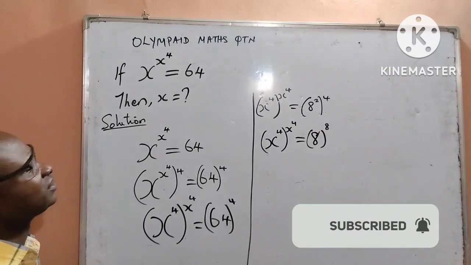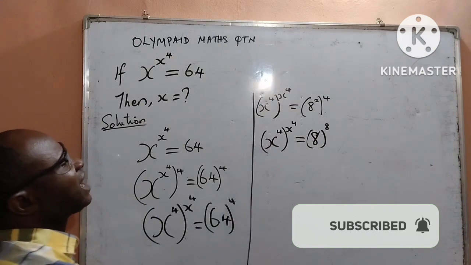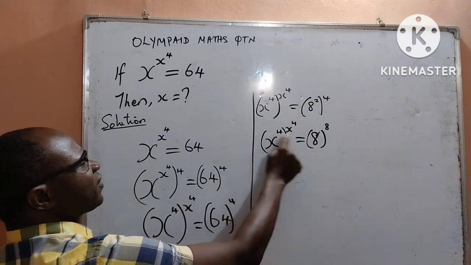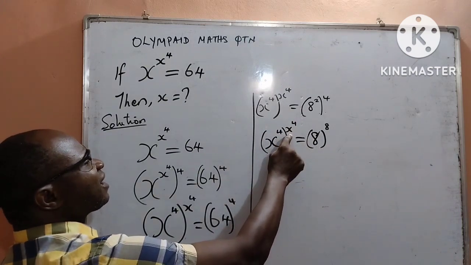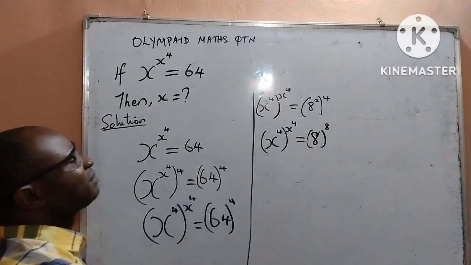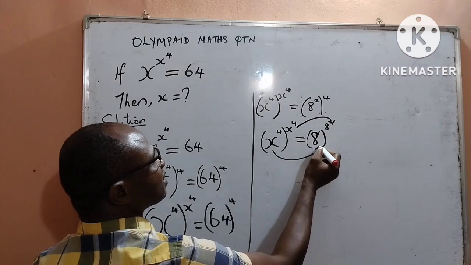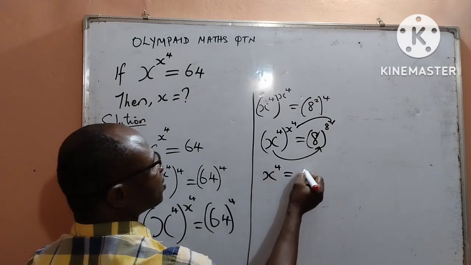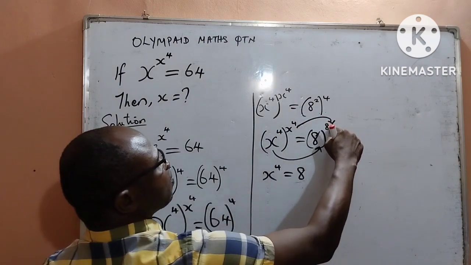Look at this now very well. You will now see that I have here x to the power of 4, and I have also x to the power of 4. Now, my x to the power of 4 is equal to what I have in the bracket on the right hand side, which is 8. And my power x to the power of 4 is also equal to the power of my 8. Meaning that this is equal to this and this is equal to this. We can now conclude that x to the power of 4 is equal to 8. Take it from the power side, x to the power of 4 is also equal to 8.